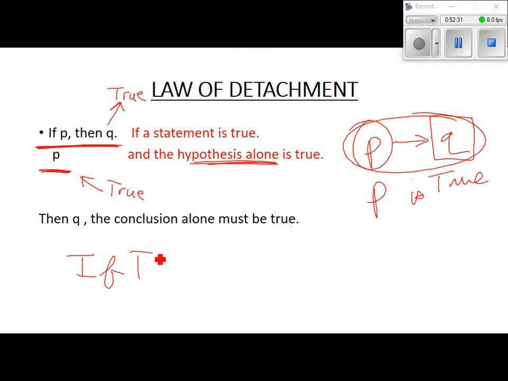Well, if the whole statement is true, then wouldn't both parts be true anyways? Not necessarily. So if I gave you this statement, if Tom then Joe, and I told you that statement was true, and then I tell you Tom all by himself is true, then what do we know for sure? Joe's true all by himself.